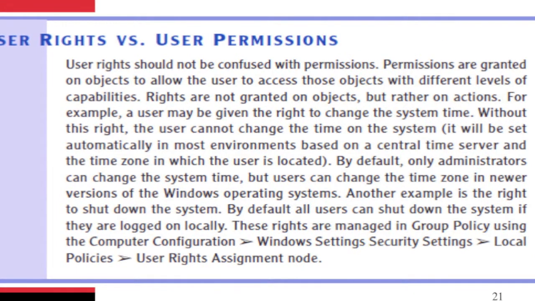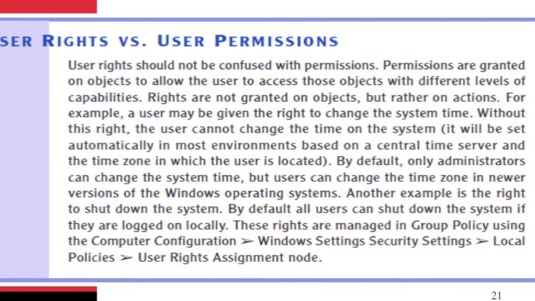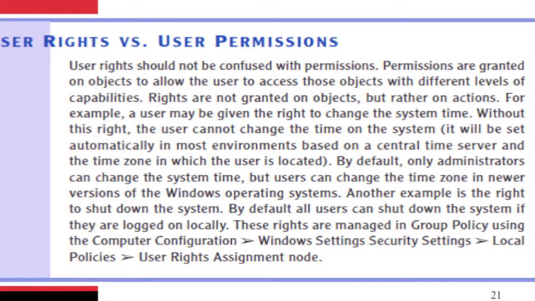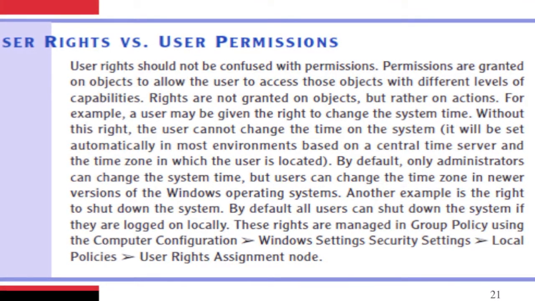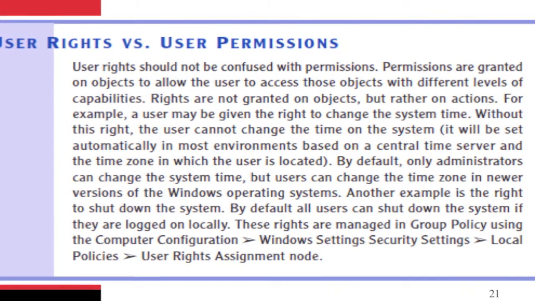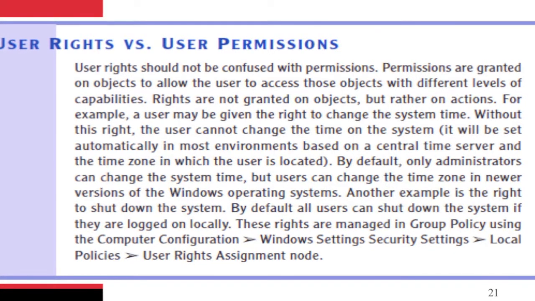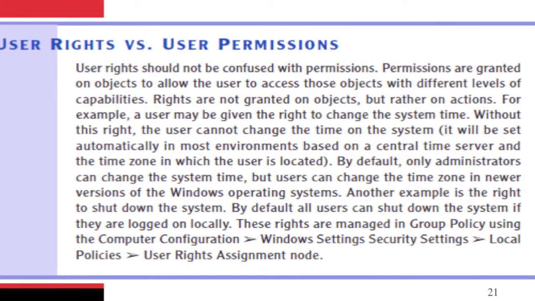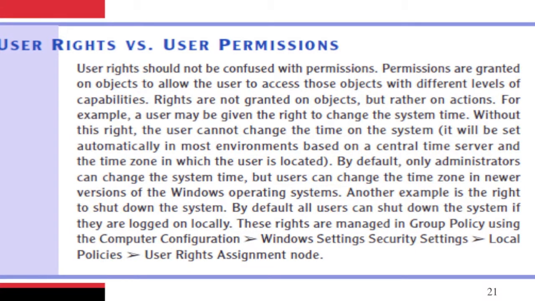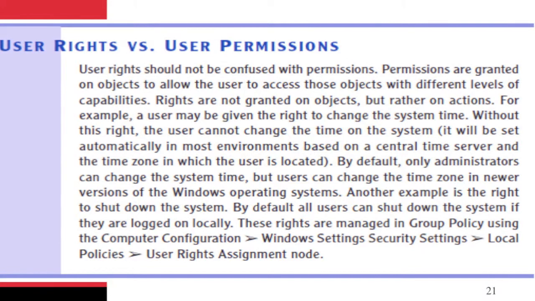It is important that you understand the difference between user rights and user permissions. User rights should not be confused with permissions. Permissions are granted on objects to allow the user to access those objects with different levels of capabilities. Rights are not granted on objects, but rather on actions. For example, a user may be given the right to change the system time. Without this right, the user cannot change the time on the system.